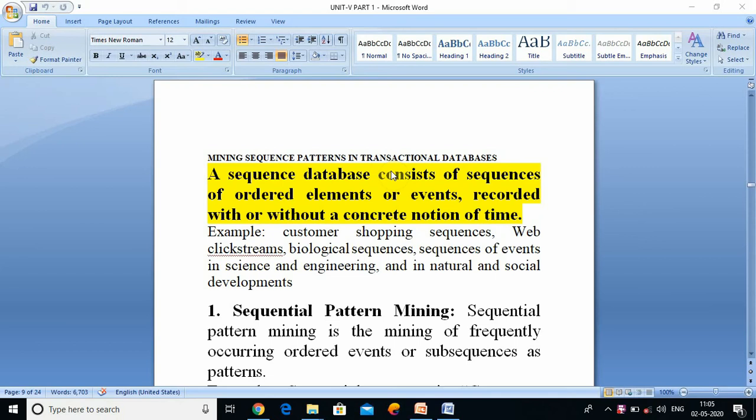Today we are going to discuss mining sequence patterns in transactional databases. A sequence database consists of sequences of ordered elements or events recorded with or without a concrete notation of time. Examples: customer shopping sequences, web click streams, biological sequences, sequences of events in science and engineering, and in natural and social developments.